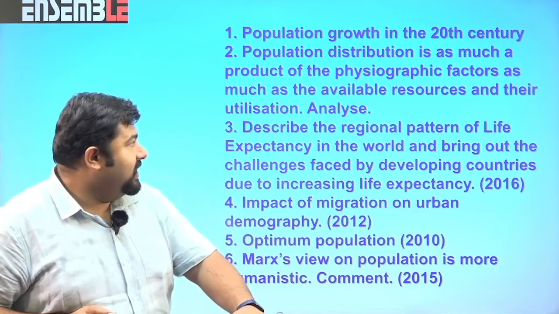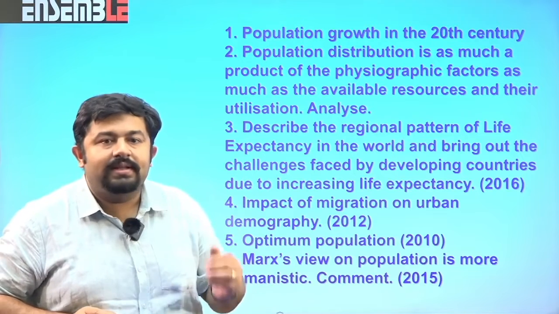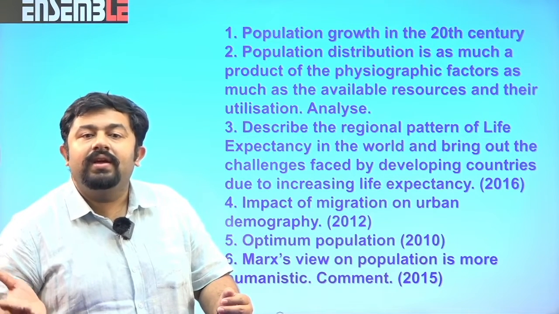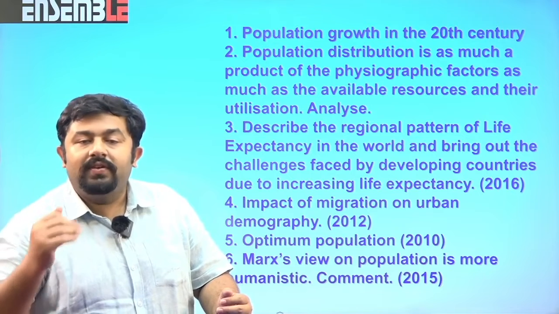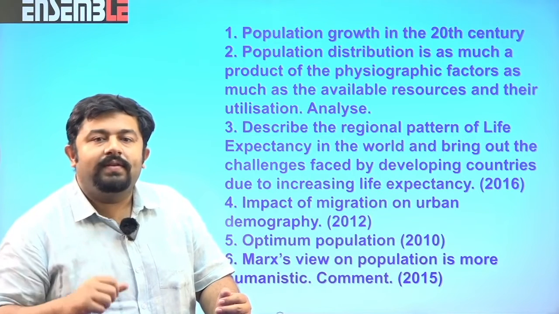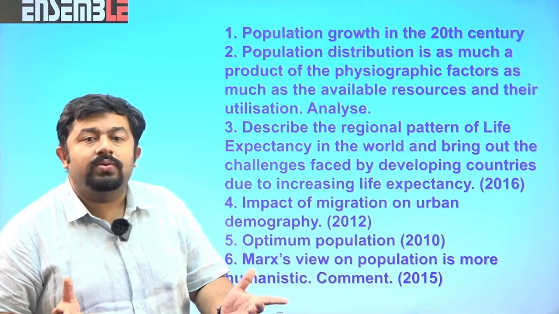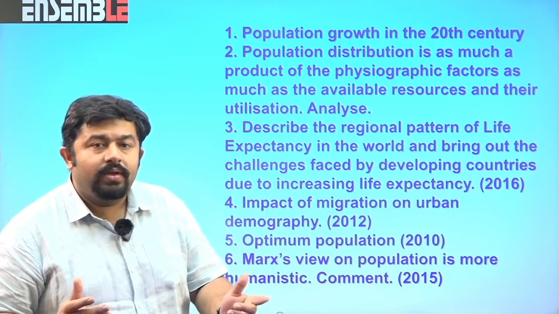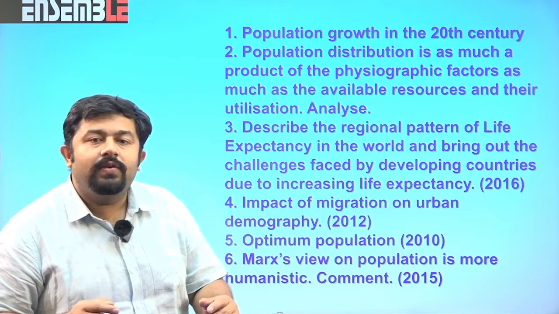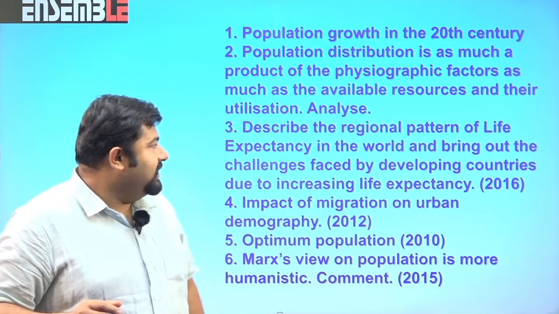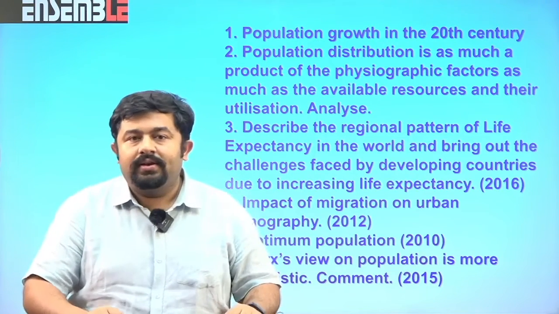Developed countries are having high life expectancy. Underdeveloped countries are having low life expectancy. Developing countries are having medium life expectancy. So, this is a pattern. You have to explain that. Why is it so? It depends on the development, on the resources, the availability of resources. Then the second part, challenges faced by the developing countries.